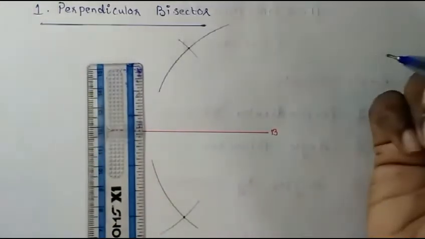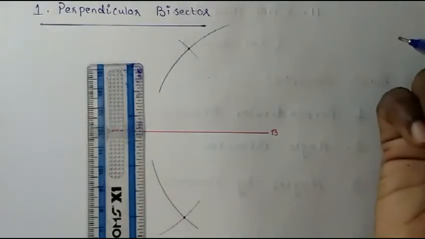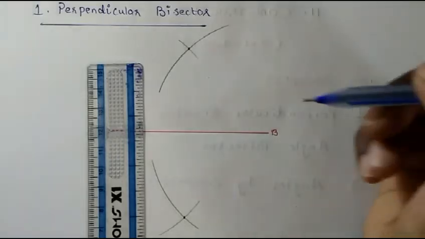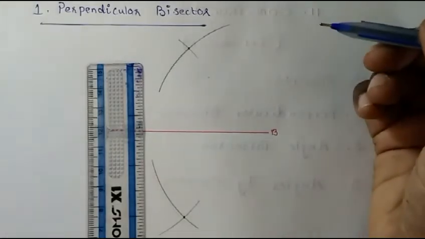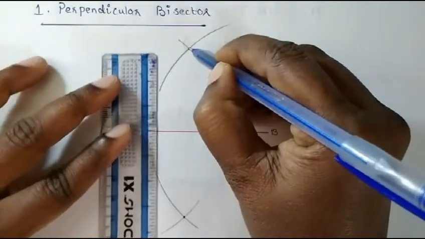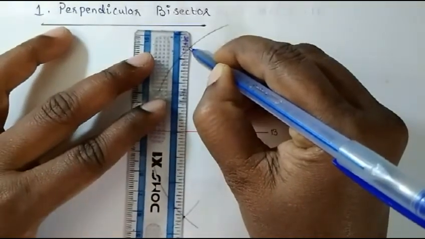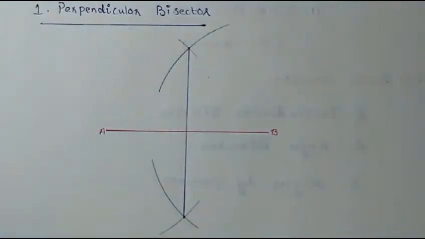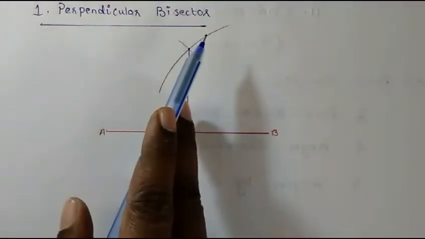I am doing it with a pen, but you are not supposed to do it with a pen, because for you it is compulsory to do it with a pencil. Here, in order to highlight, I am doing it with a pen. Okay, so now both the points you have to draw and join straight. Okay, this is called a perpendicular bisector.